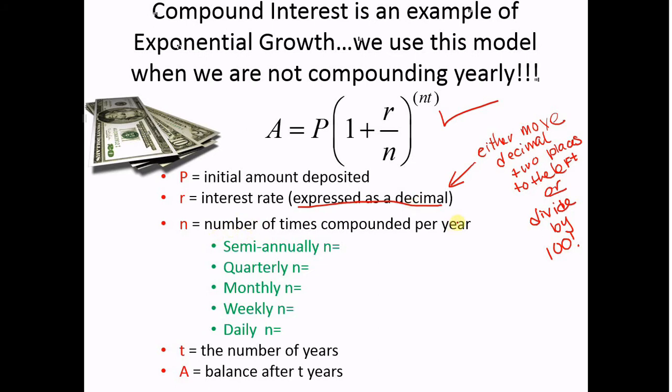N is the number of times compounded per year. So we need to actually know what this N has to equal. If it's semi-annually, it's going to compound twice a year. Quarterly is quarter, 4 times a year. Monthly, 12 months in the year, right? Weekly is 52. And daily, 365. T is the number of years, you're going to leave it in there, and A is the balance after your T number of years, after you've let the money grow.